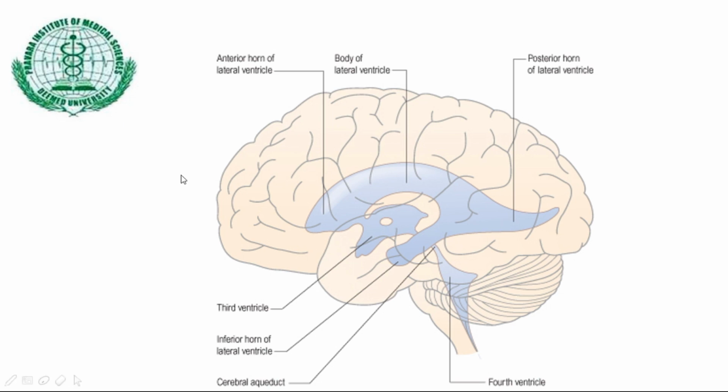Now each lateral ventricle opens into the third ventricle through the interventricular foramen. The third ventricle communicates with the fourth ventricle through the cerebral aqueduct, while the fourth ventricle communicates with the subarachnoid space through the central canal. Now this entire ventricular system is lined by an epithelial layer known as ependyma.